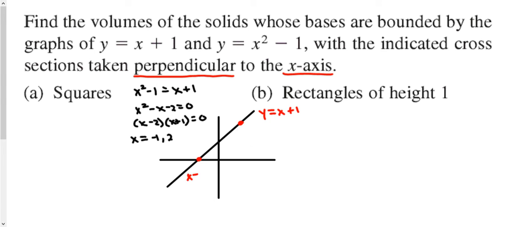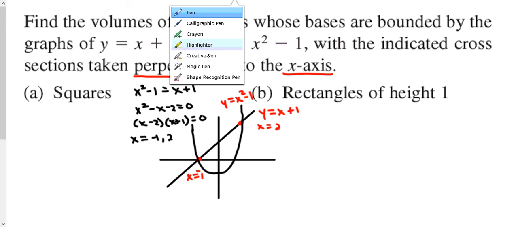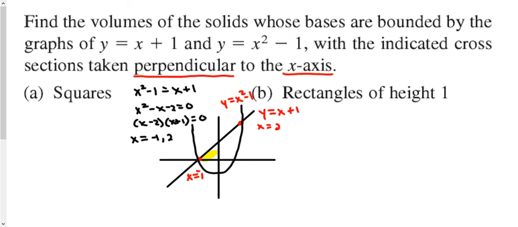So they intersect here when x is negative 1, then over here when x is 2. So the parabola does something like this. So the parabola is y equals x squared minus 1. So this region right here is the base of our solid figures that we're going to work with.